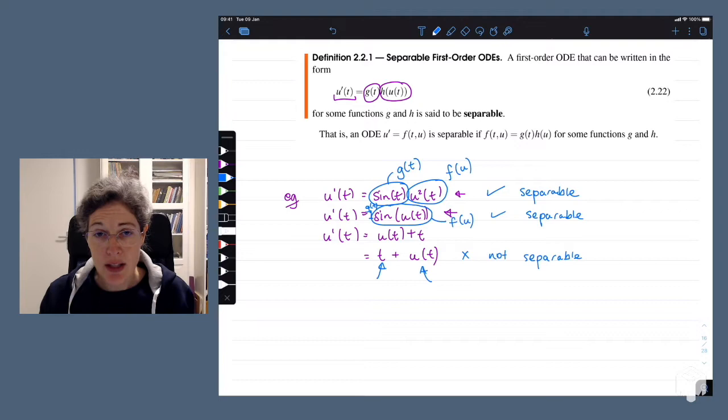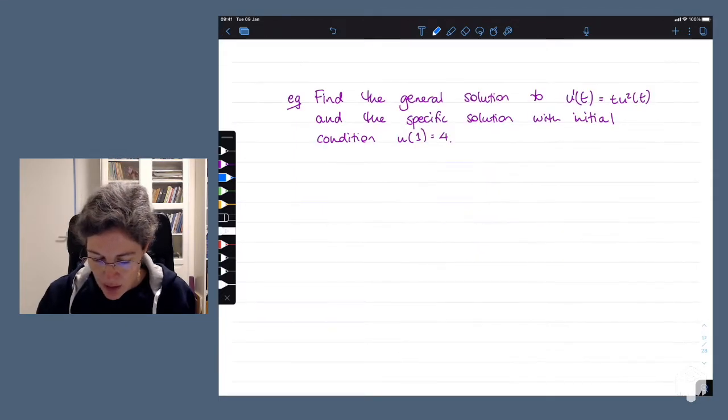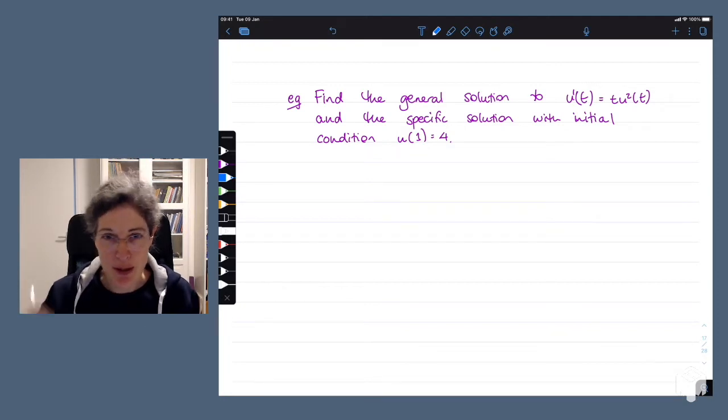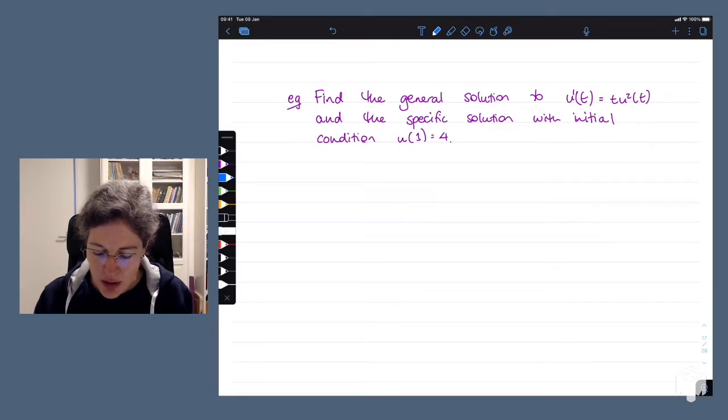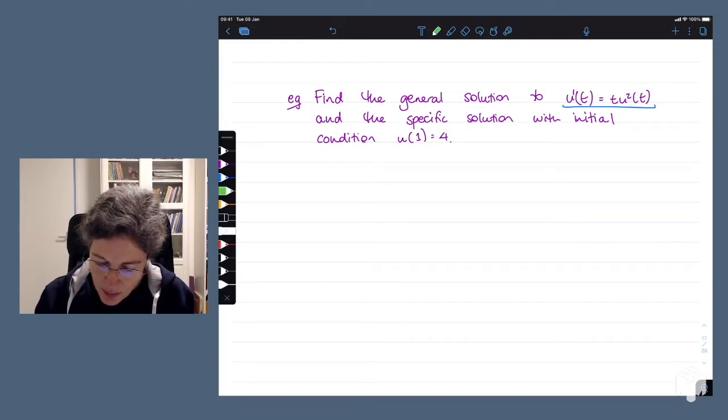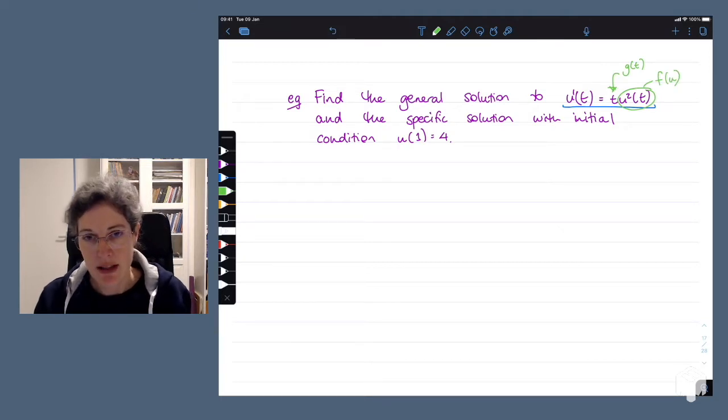Okay, so how do we handle these? How do we solve them? Well, let's look at an example. And once again, there's going to be a little bit of magic in the middle, which I'll talk about afterwards. All right, so what we'd like to do is find the general solution to this equation over here. Let's just check. It is separable because we have a function of t explicitly here, and then we have a function of u explicitly there.